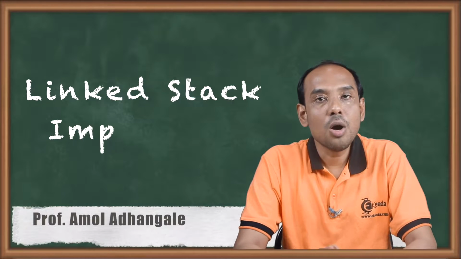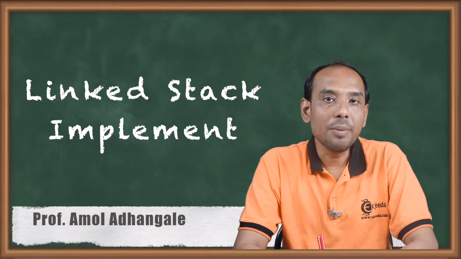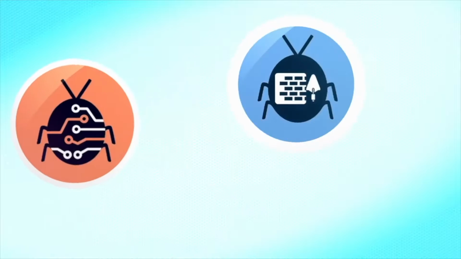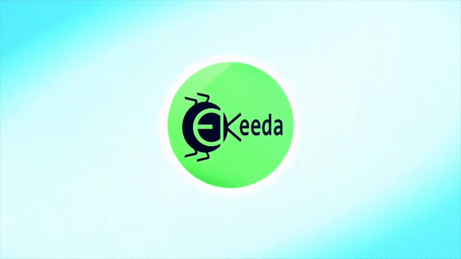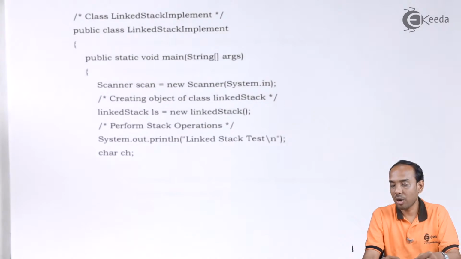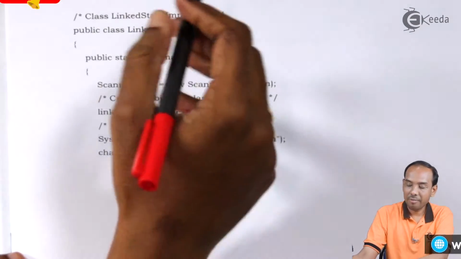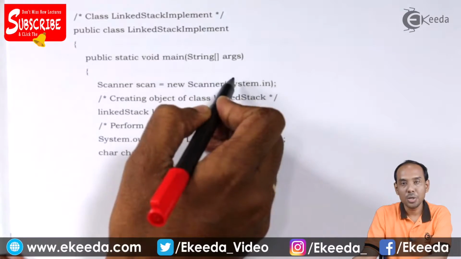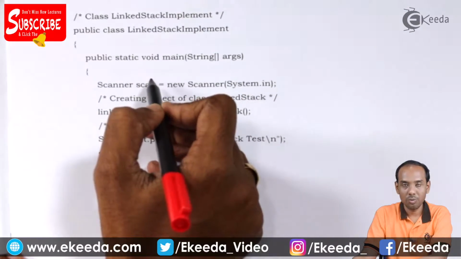Hello friends, now we will look at the program where we will implement the stack using linked list. Hence I've defined the class called link stack implement. Then I've created the object of which class? Scanner class. I'm taking the value from the user using system.in. That will be stored in the scan variable.